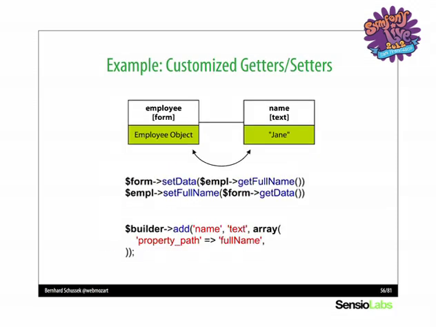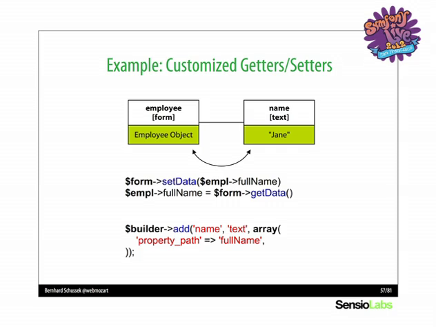A second example is when you want to use customized getters and setters that are different than the name of the field. So usually if your field is called name, Symfony will use getName and setName to read and write the values. If you don't want that, if you want to use getFullName and setFullName, you have a separate option which is called property path. With the property path option, you can specify exactly the name of the getter and setter used.